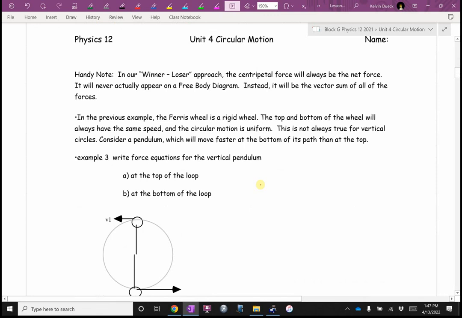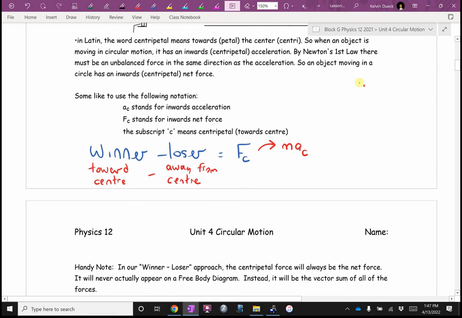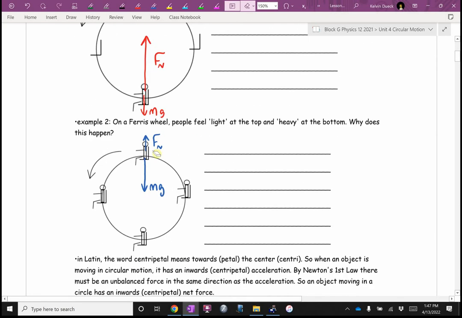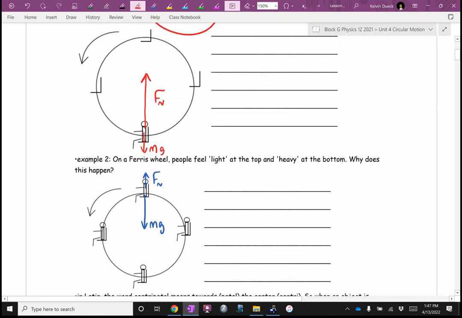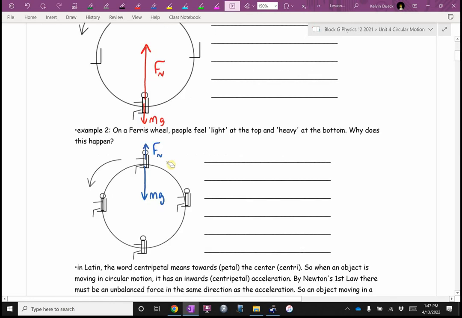So I wrote here, in our winner minus loser approach, the centripetal force will always be the net force. In the same way F net never actually showed up on your free body diagram, FC will never actually show up on our free body diagram. FC is the vector sum of those. So do not ever put FC on your free body diagram. It doesn't show up there. It shows up in the equation.